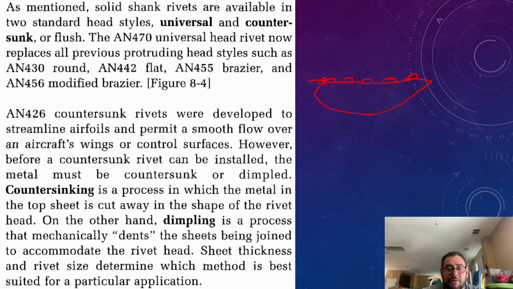Now, before a countersunk rivet can be installed, the metal must be countersunk or dimpled. So you have to drill first. If this is your sheet metal, you have to countersink it in order for the rivet to be able to fall in there. I hope that makes sense. On the other hand, dimpling is the process that mechanically dents the sheet metal being joined to accommodate the rivet head. Sheet thickness and rivet size determine which method is best suited for the particular application.